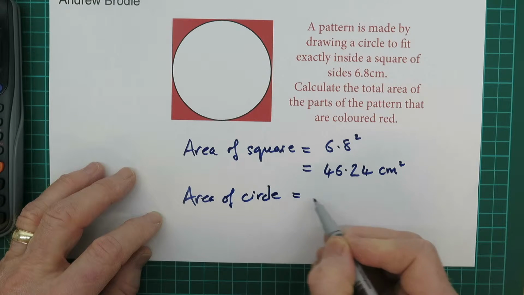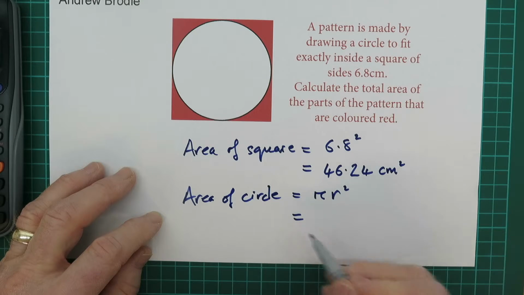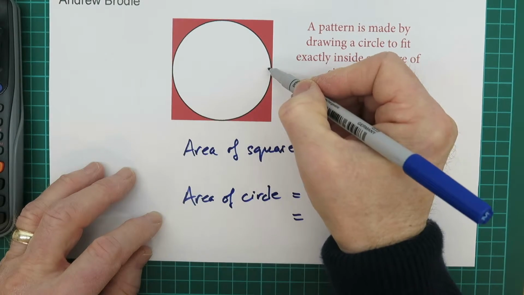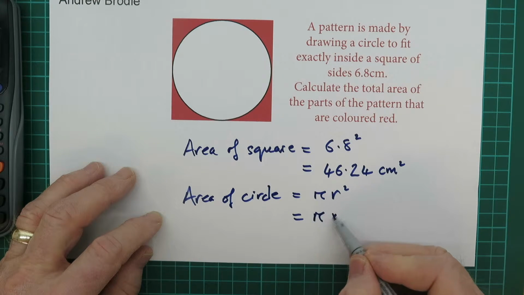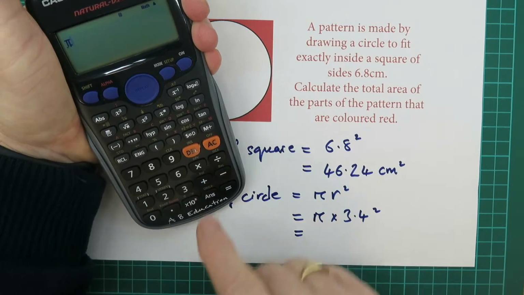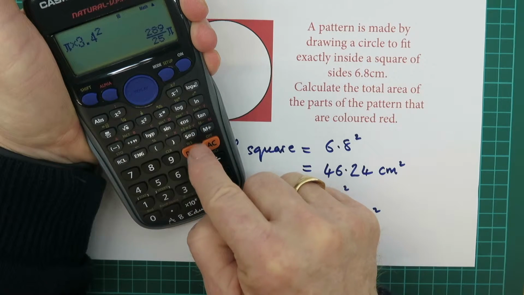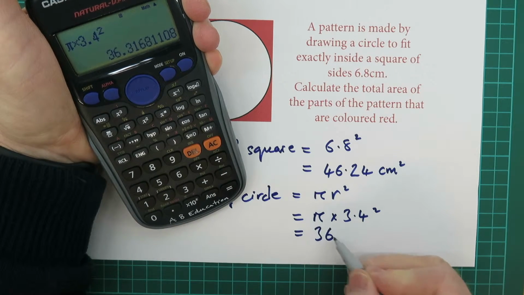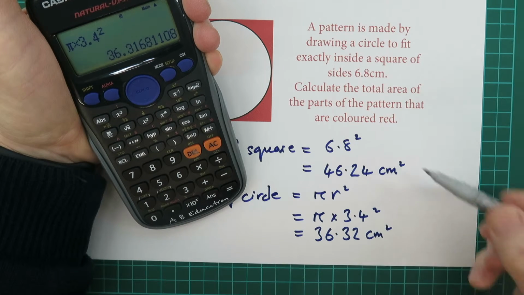Now the area of the circle is pi times the radius squared, of course. The radius is going to be half of the 6.8. We know it's 6.8 all the way across, so the radius is 3.4. So we want pi times 3.4 squared. Pi times 3.4 squared equals, press the SD to get it as a decimal, 36.32 square centimeters to two decimal places to match the square.